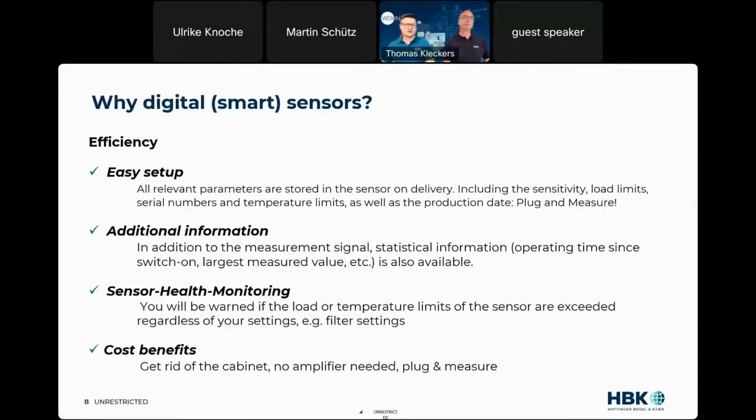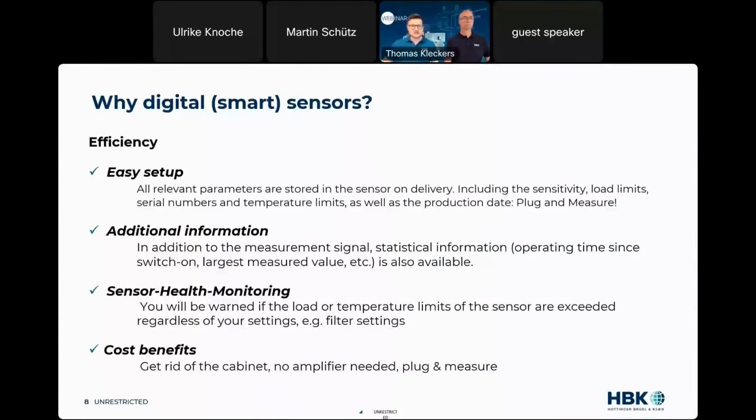Yes, so what you have seen in the signal chain already is a hint that there is the possibility to store more data within the sensor. And this is a huge efficiency benefit for smart sensors. There are a couple of things I just want to point out. So first of all, it's an easy setup. What you have seen from the comparison of the traditional measurement chain to a smart sensor means that the cabling is gone. You don't have to have hand wiring going on. You have a plug and measure functionality.